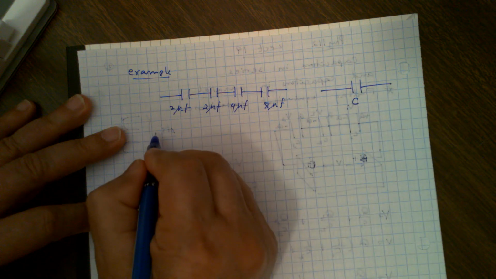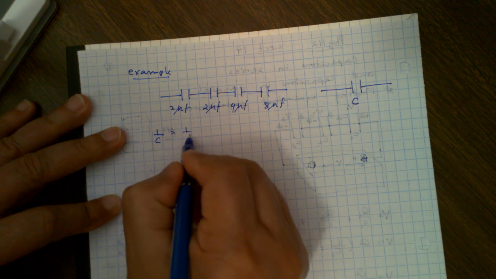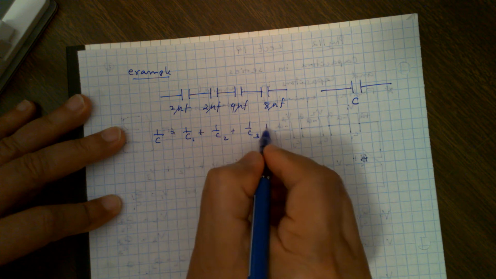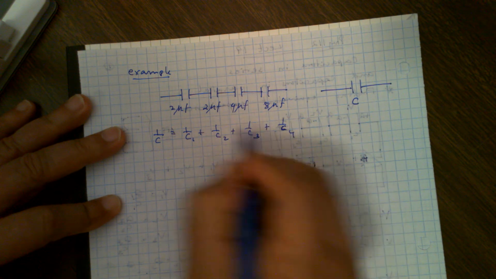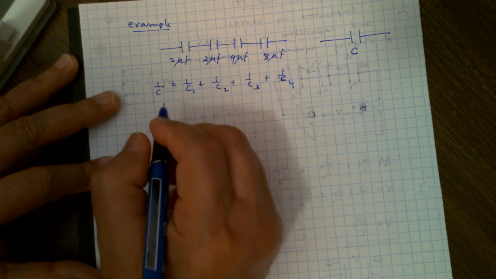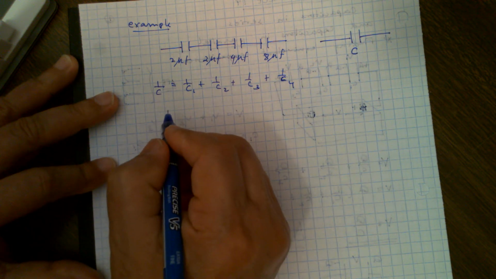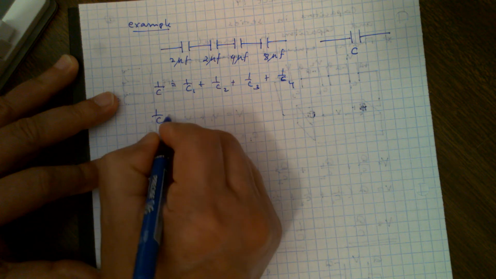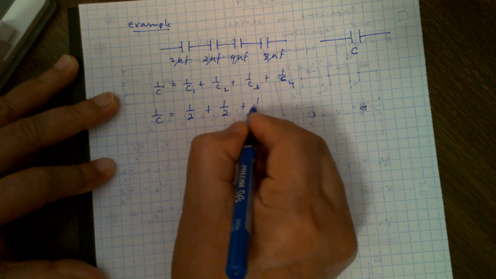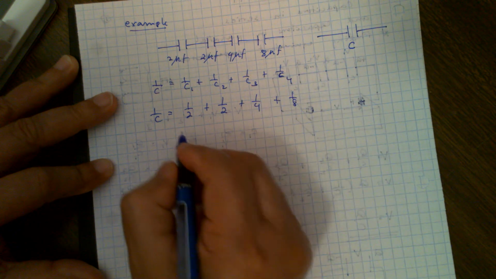Then our formula for capacitors in series is 1 by C is equal to 1 by C1 plus 1 by C2 plus 1 by C3 plus 1 by C4, because there are 4 of them. And all of them are in microfarad, so I'm not going to change this unit. I'll just keep it as microfarad. So when I get the answer, it will be in microfarad. So 1 by C is equal to 1 by 2 microfarad plus 1 by 2 plus 1 by 4 for this one plus 1 by 8 for the last one.